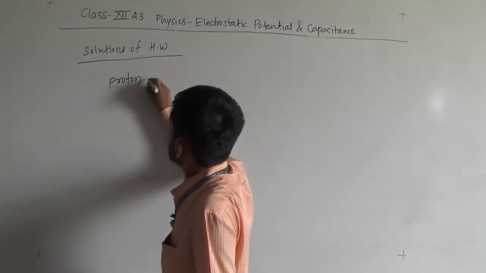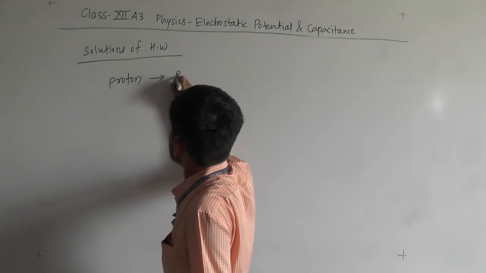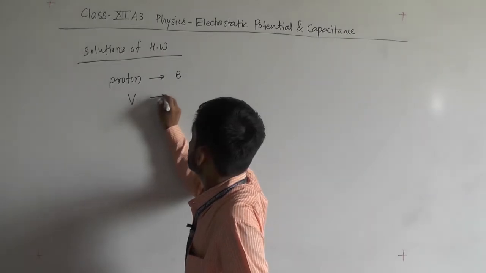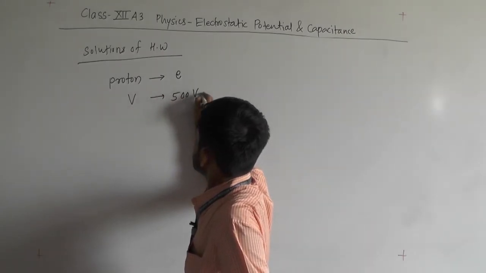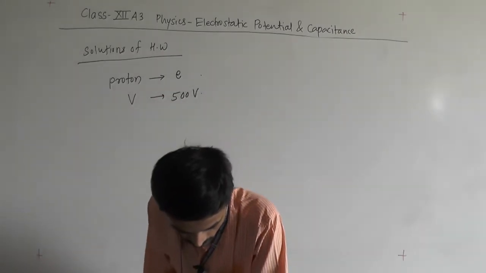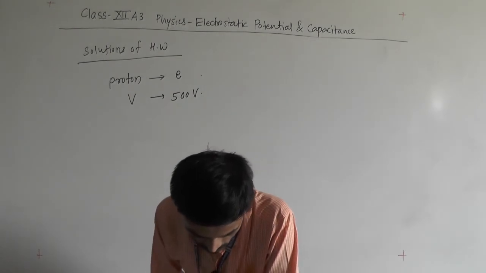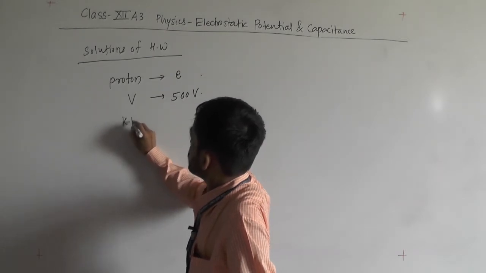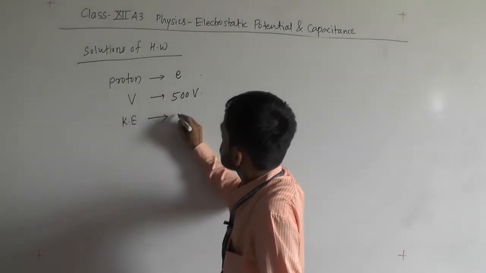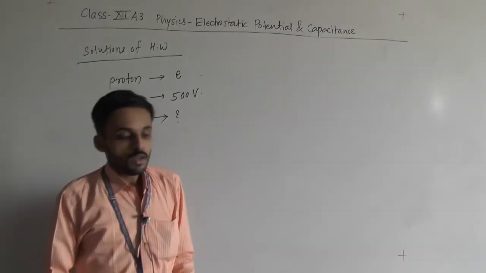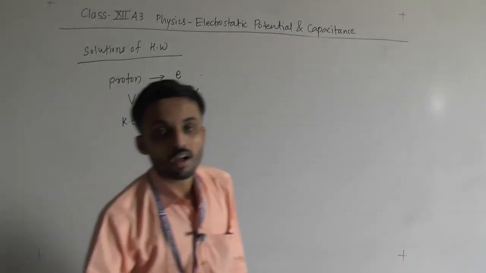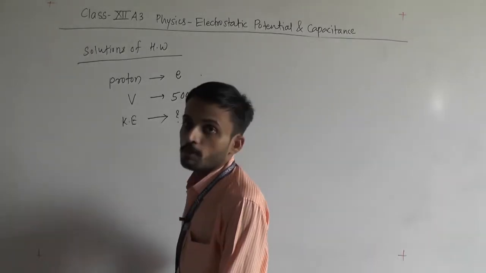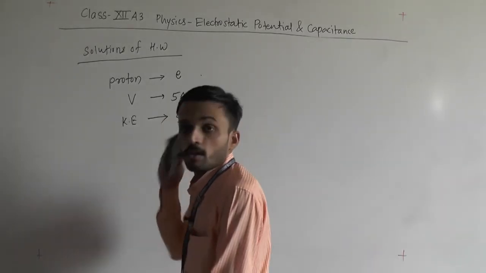Okay. Proton means its charge will be plus E. Okay. It is accelerated through potential of 500. V is given 500 volt. Okay. And what they are asking, its kinetic energy is. Kinetic energy of proton. Okay, so I will give you the very short idea about this. Okay, because the same afterwards we will be using in our modern physics also.